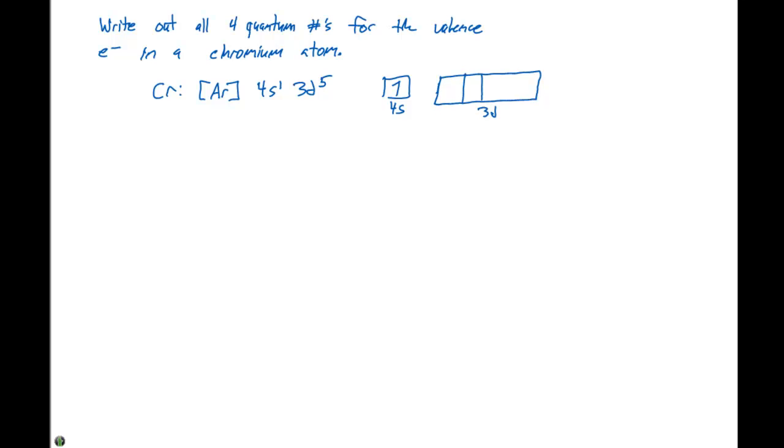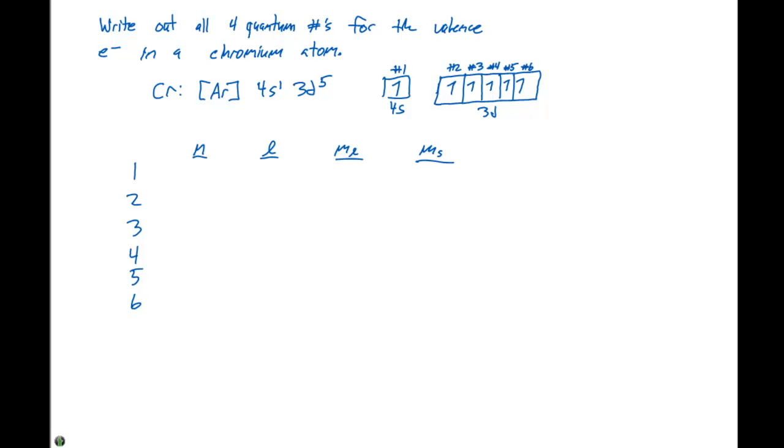So if we would write the block diagram out for this, it would be 4s with one upspin electron and 3d with 5 upspin electrons. So here is our block diagram for the chromium, and we're going to label each electron number 1, number 2, number 3, number 4, number 5, and number 6. So if we list each of these 6 electrons, we need the N, the L, the M sub L, and the M sub S quantum numbers for each one of these.